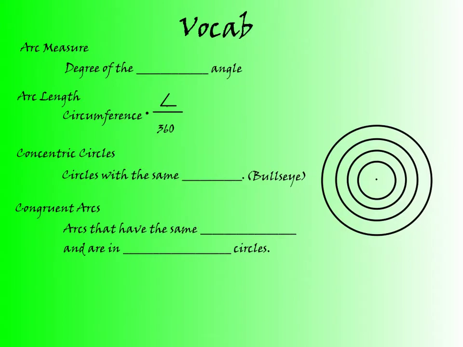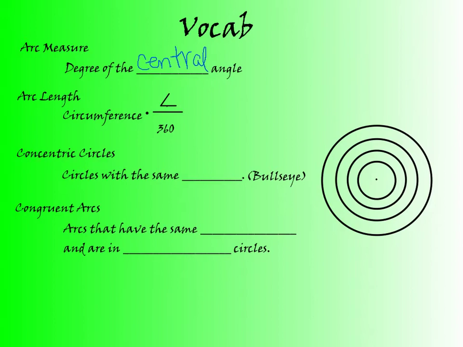So as always, let's start with some vocabulary. When we're talking about the measure of an arc, we're referring to the degrees of the central angle. Now arc length is a little bit different. When we're talking about arc length, we're referring to the fraction of a circle's circumference. The arc length can be found by taking the product of the circumference times the measure of the central angle divided by 360.